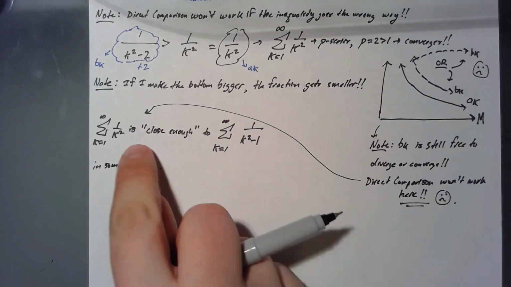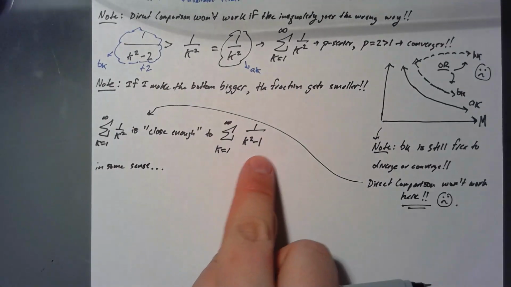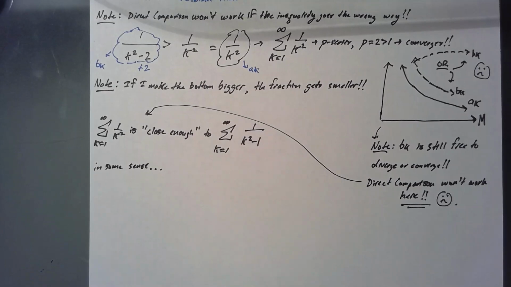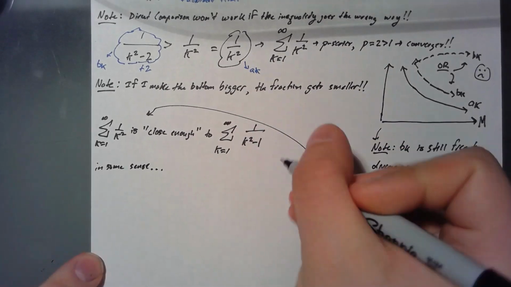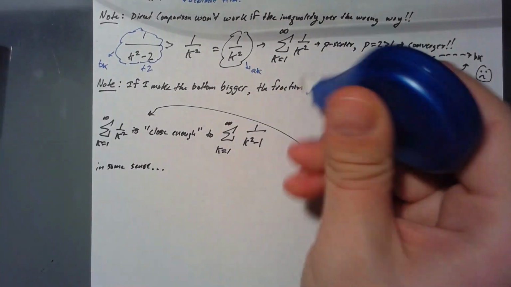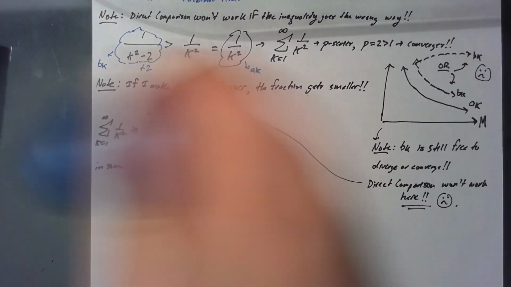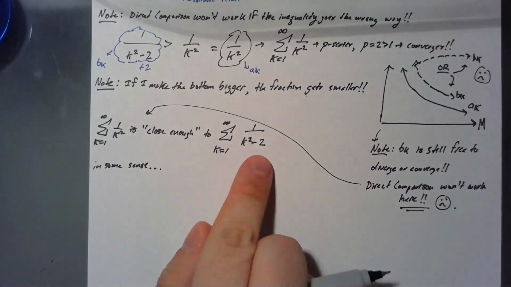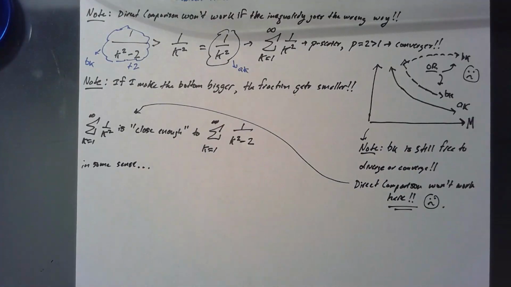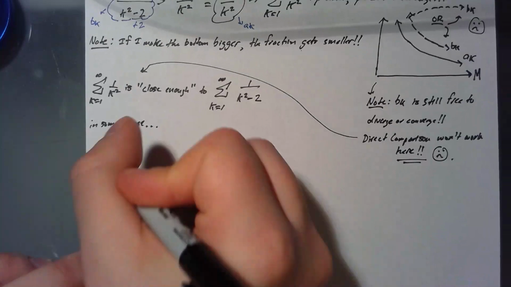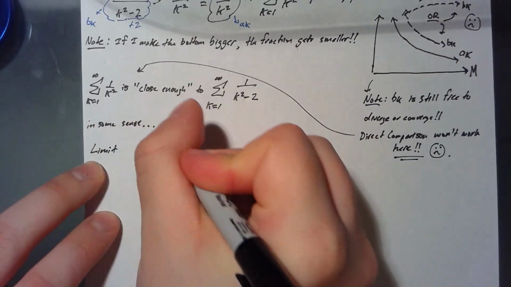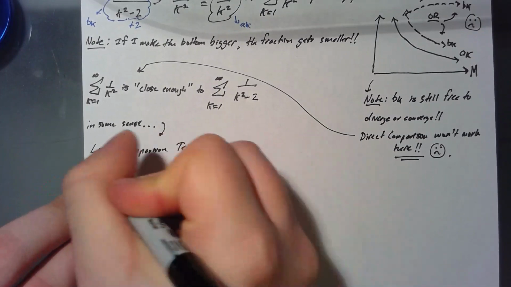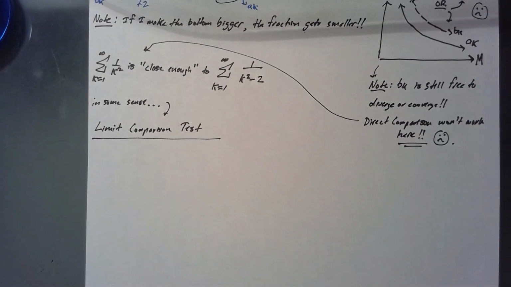Which means, don't worry if you don't like, what do I mean by close enough? Well, they only go off by a difference of 2, right? Actually, I'm sorry, this is supposed to be 2. All right. So this series is not that far off from that series. So what we could do is use the limit comparison test.